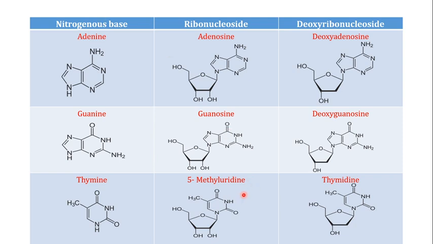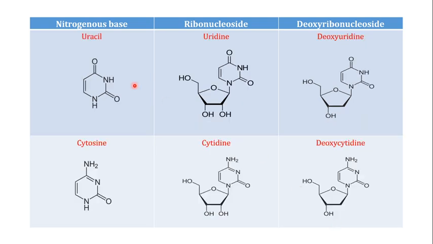If you talk about the ribonucleoside of the thymine, that is actually known as the 5-methyl uridine, and here a thymine group is attached to a ribose sugar. And if you talk about the thymidine, you are attaching the thymine to the deoxyribose sugar. If you talk about the uracil as the nitrogenous base, uridine is the ribonucleoside, and the deoxyuridine is the deoxyribonucleoside.